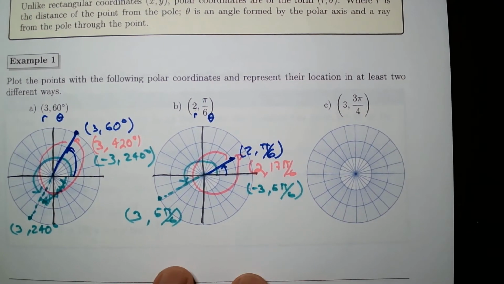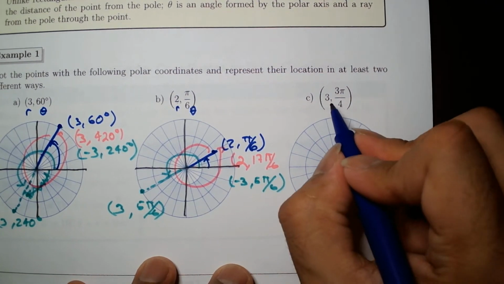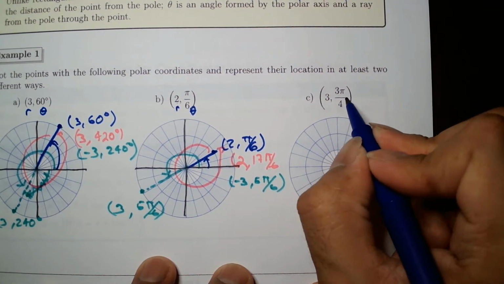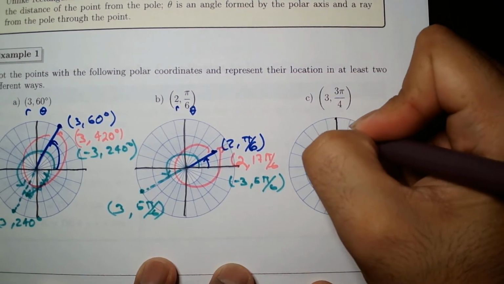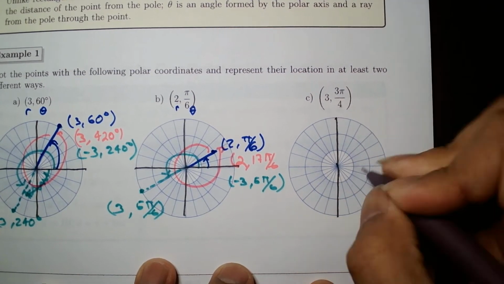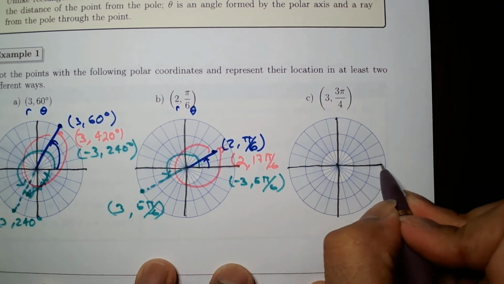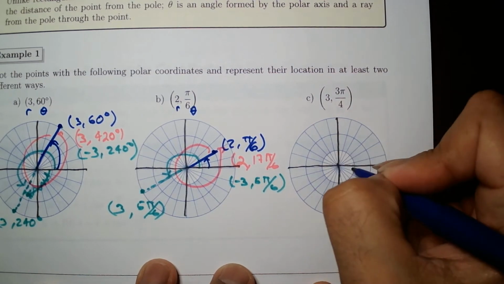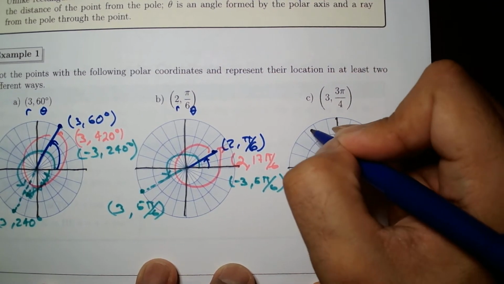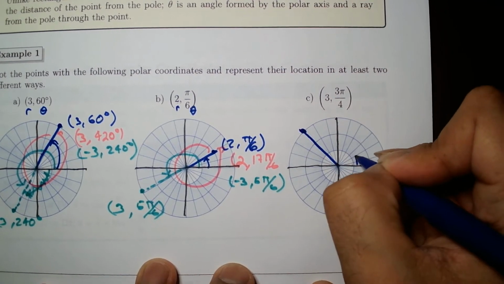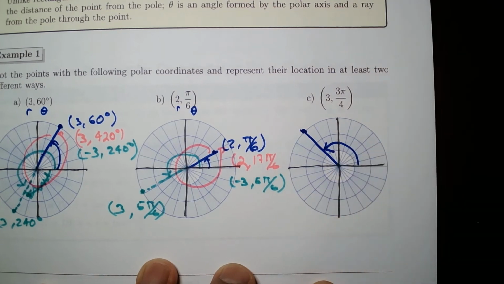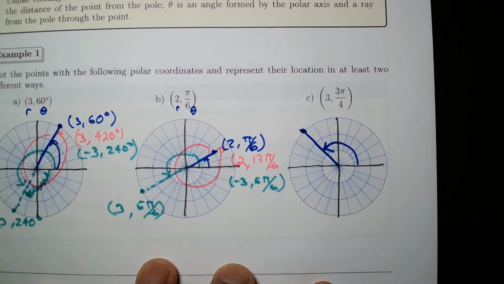Let's do one last example. Radius 3, angle 3 pi over 4. 3 pi over 4, by the way, is in the second quadrant. It's actually 135 degrees over here, with a radius of 3. So that's the angle 3 pi over 4.